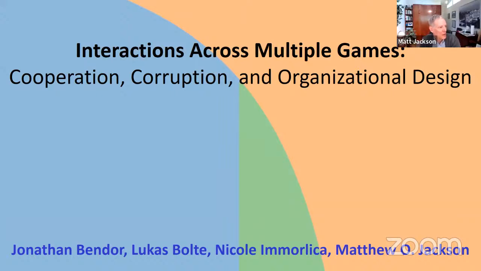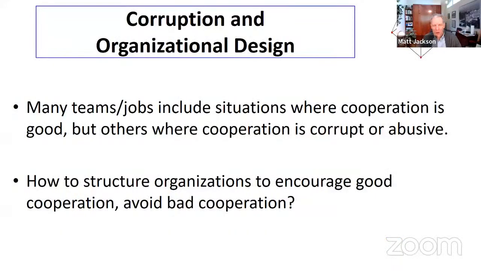As was just said, this is interactions across multiple games. We're looking at cooperation, corruption, and organizational design, and trying to understand, in particular, when you look at how teams work, teams are often working on multiple different activities and tasks and faced with many different types of situations. So it's not just one game that they're playing. And this is true in jobs, in government, in research, and so forth.